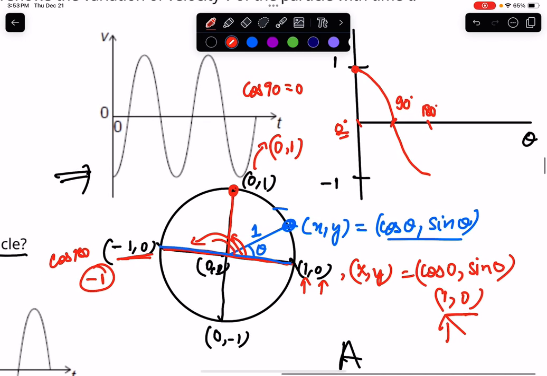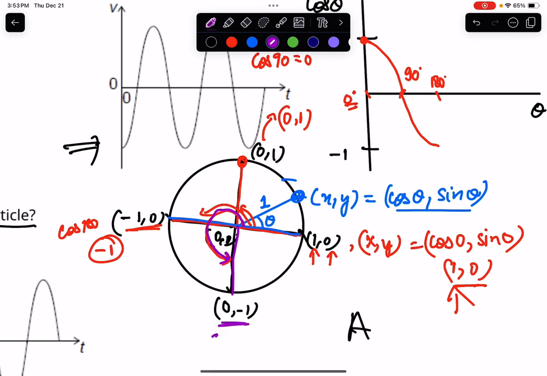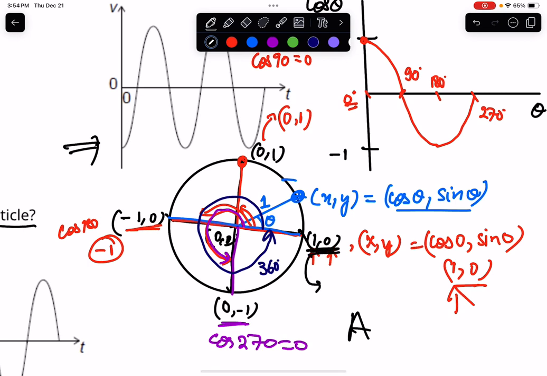Then after that, I make another turn and I go all the way over here. This is 270 degrees. At 270 degrees, the corresponding x value is 0, so cosine of 270 is 0. Therefore, I draw this curve coming back up, and this is 270 degrees. Then after I make one full curve, this will be 360 degrees. And what you will find is that cosine of 360 is 1 and sine of 360 is 0.